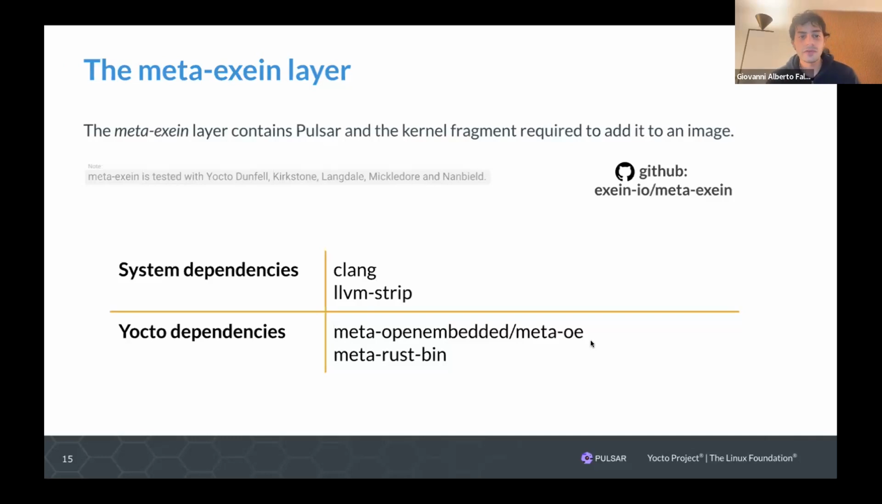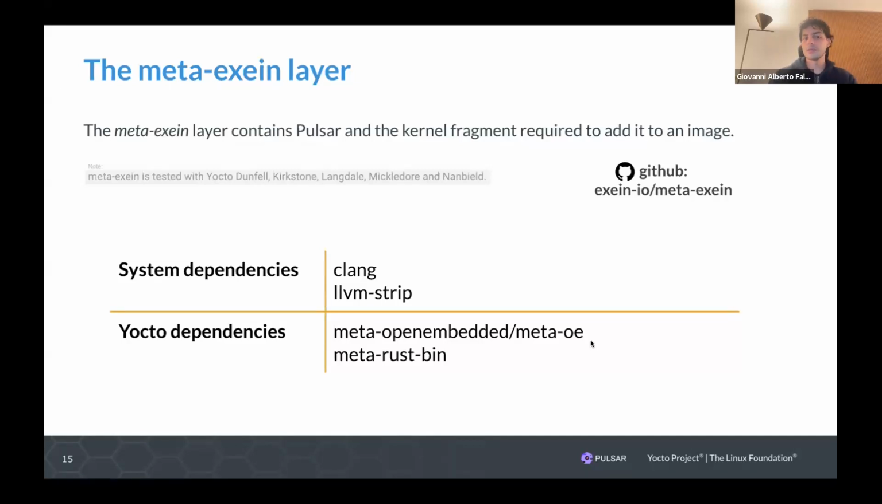It has been tested with Yocto Dunfell, Kirkstone, Langdale, Mickledore, and Nanbield. And it comes with a few system dependencies, mostly Clang and LLVM strip, and some Yocto dependencies, mainly meta-openembedded and meta-rust-bin.